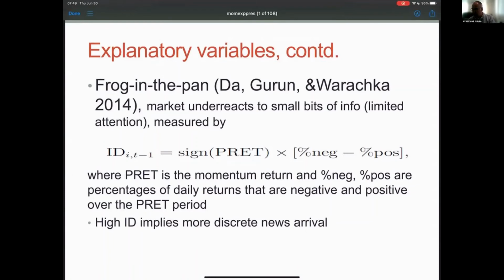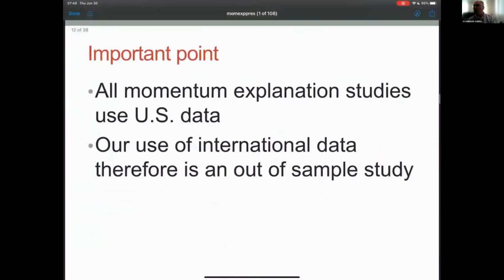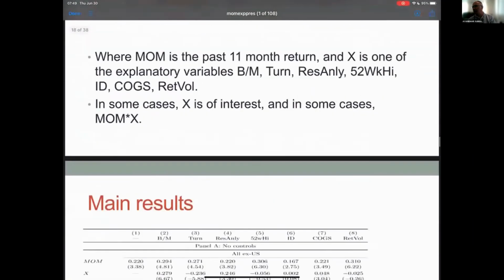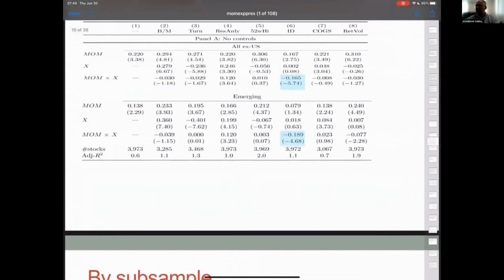So one more time, the intuition is, let's say this stock went down. So the sign of the momentum return is negative, okay? And the number in brackets is positive. It means that the stock went down on many more negative days than positive days, which means information came out slowly, right? That's the intuition. So high ID means more discrete news arrival, which means that momentum is inversely related to ID. That's the logic they put forth. And that's essentially the variable that we found best explains momentum, for example, in this table and other tables. So that's essentially what we found.